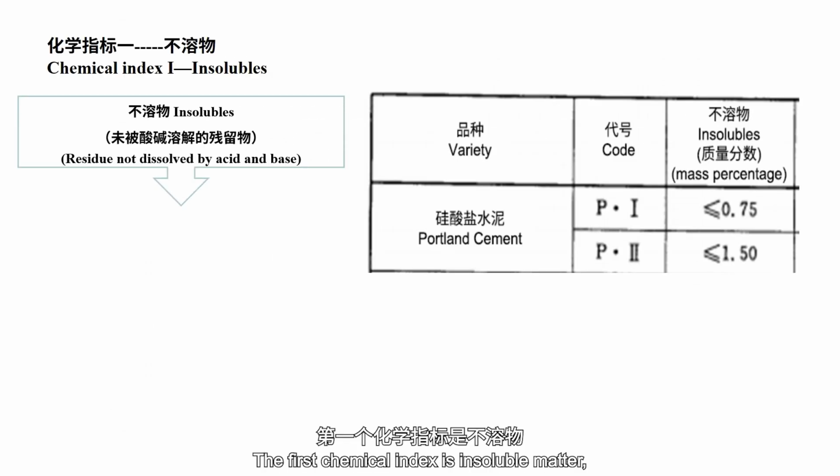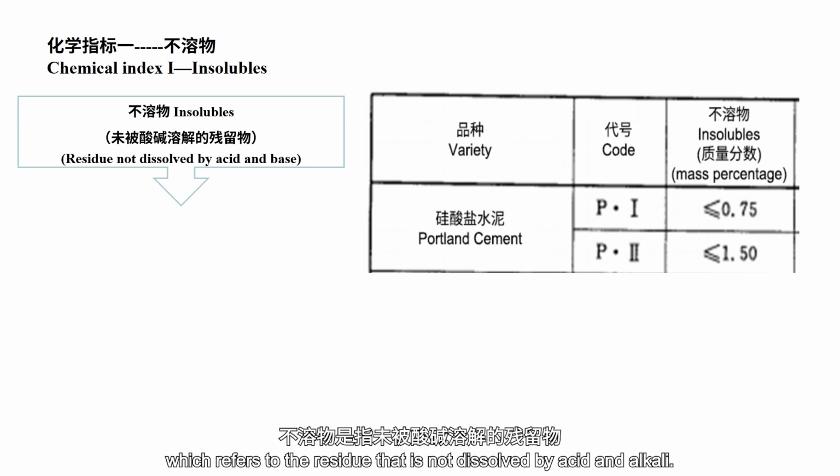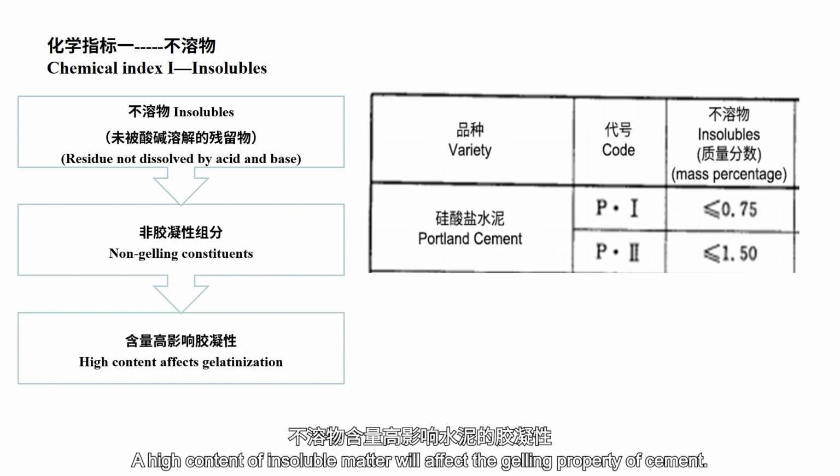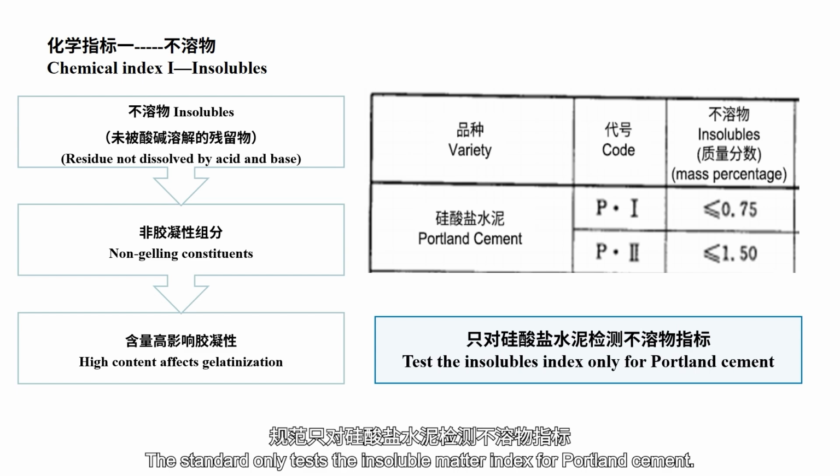The first chemical index is insoluble matter, which refers to the residue that is not dissolved by acid and alkali. It belongs to non-gelling components. A high content of insoluble matter will affect the gelling property of cement. The standard only tests the insoluble matter index for Portland cement.